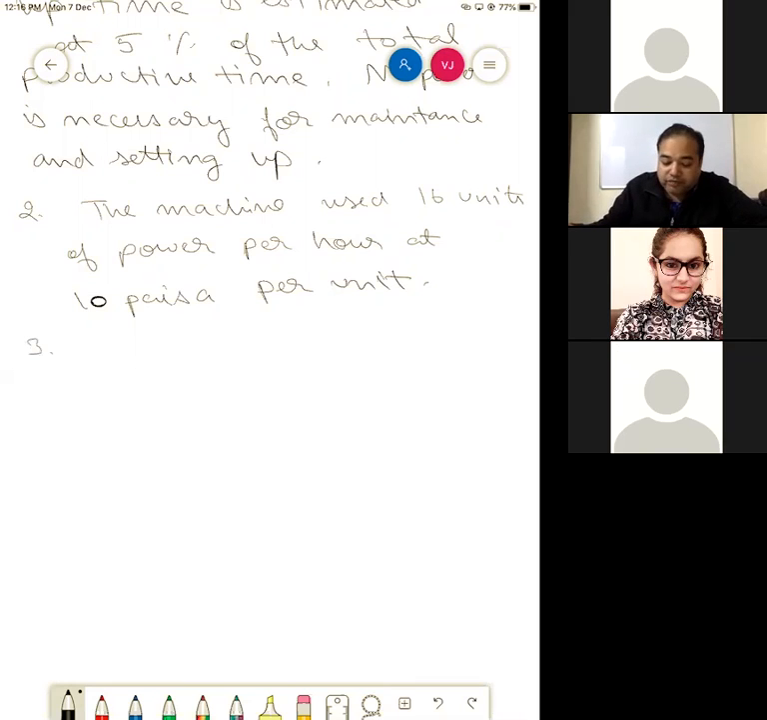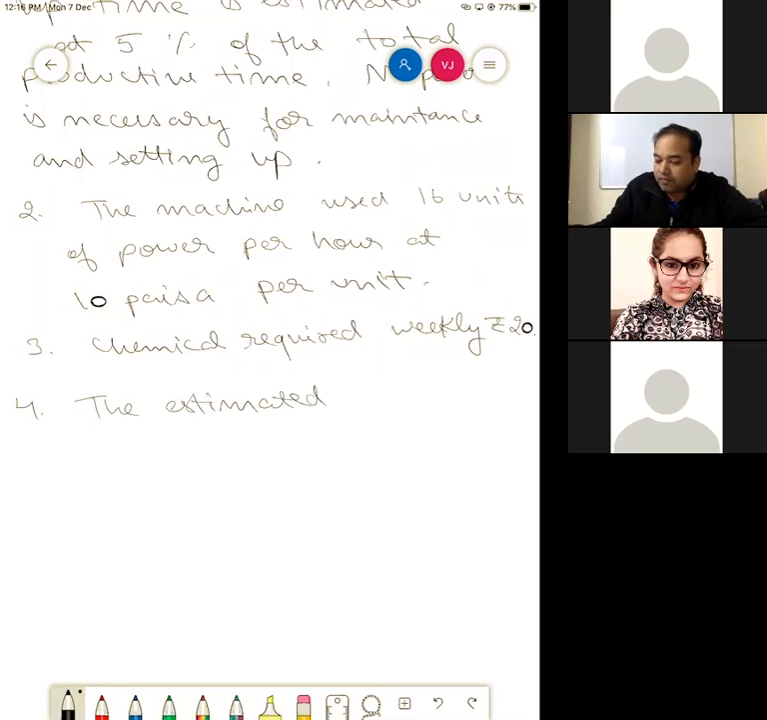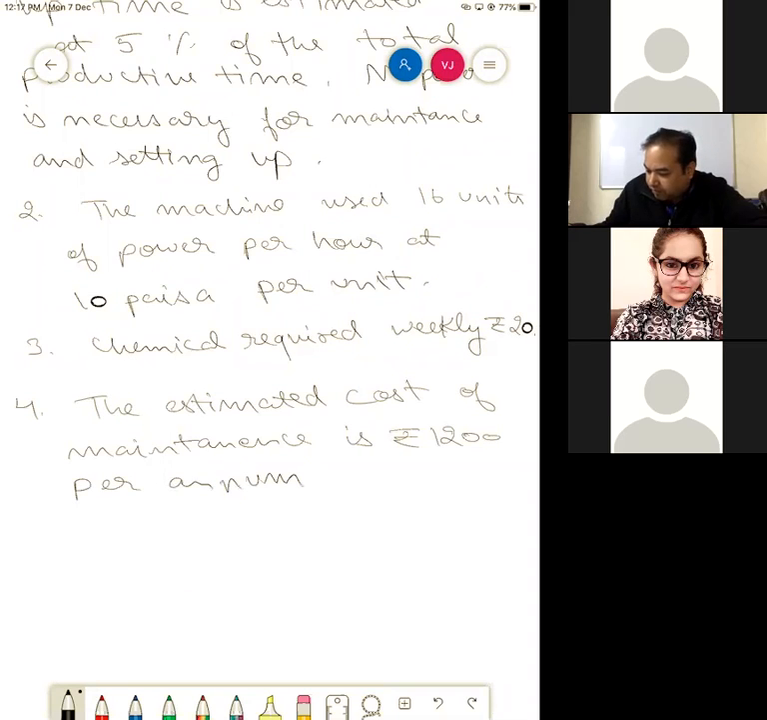The third information. Chemical required weekly rupees 20. Fourth. The estimated cost of maintenance is rupees 1200 per annum.